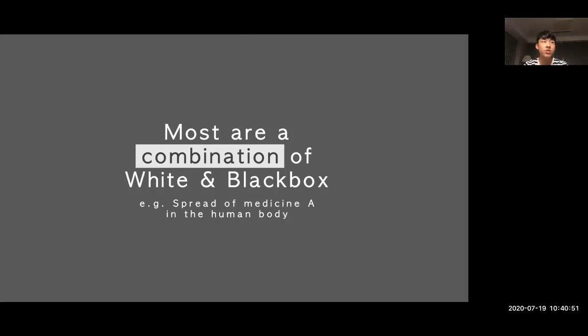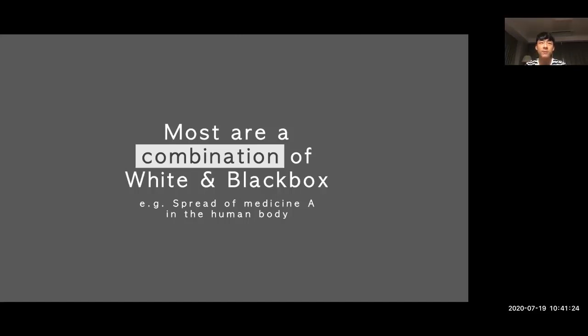So researchers might know about how this medicine works, but we might not have exact information about who is taking this medicine, or how much of this substance, how much of this compound is already in the human body. So because that information is not available to us, we have to make some assumptions, or we have to set some constants so that it is reflective of our reality as much as possible. And that is where modeling becomes a combination of white box and black box scenarios.